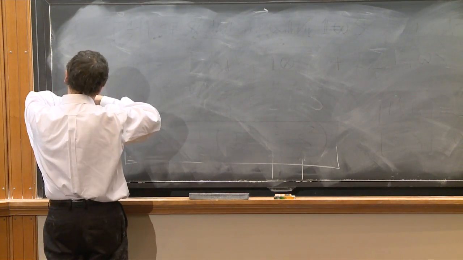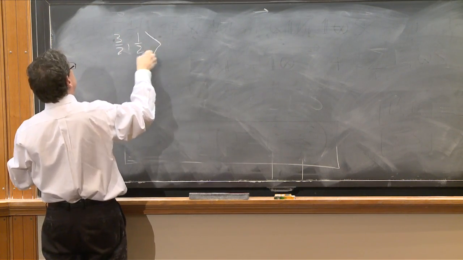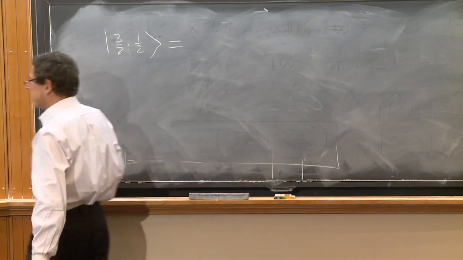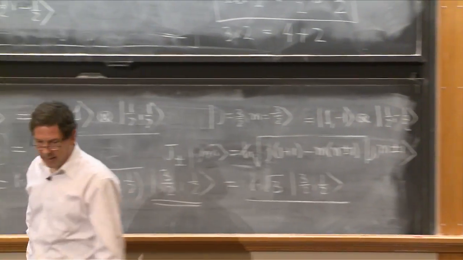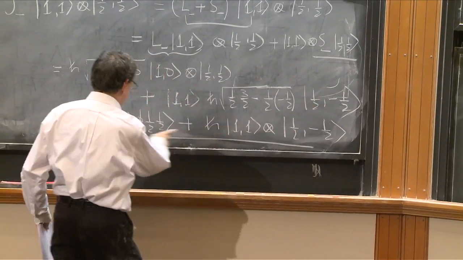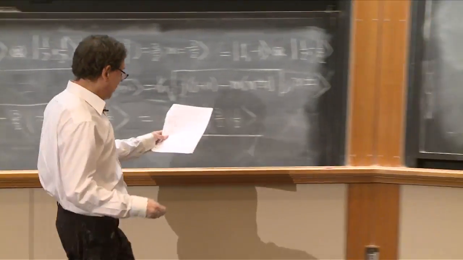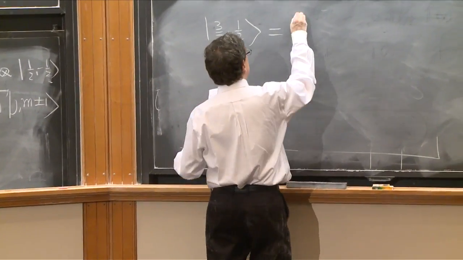3/2, oops. 3/2, 1/2 is, you must divide by that square root. So you get a square root of 3 down. The h bars cancel. So here it is, a very nice little formula.